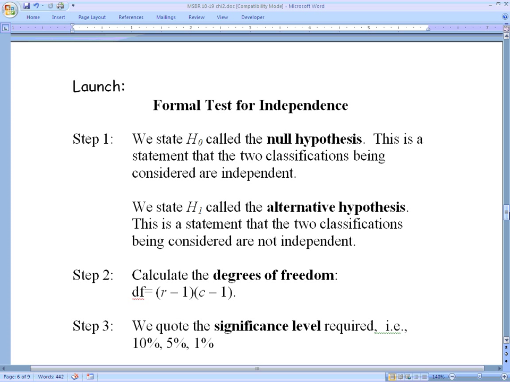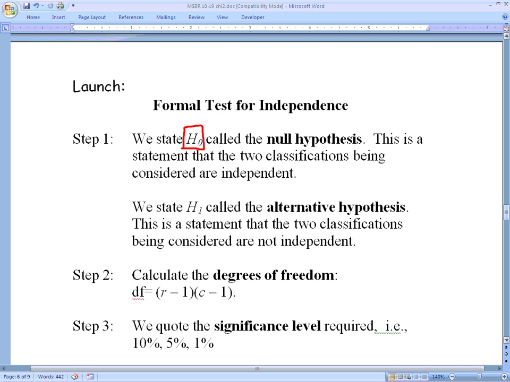So to start with, just like in the science class, we have to state our hypothesis. We have something called a null hypothesis. It's abbreviated H sub 0, so it's not an O like observed data, it's an actual 0. On your test, they might just say write down H sub 0. That means state your null hypothesis. This is a statement that the two classifications or categorical variables being considered are independent.